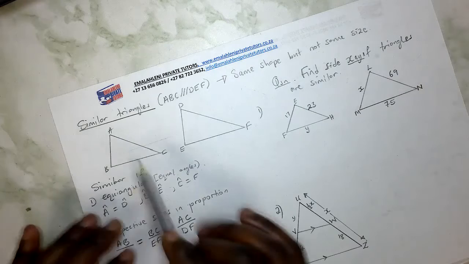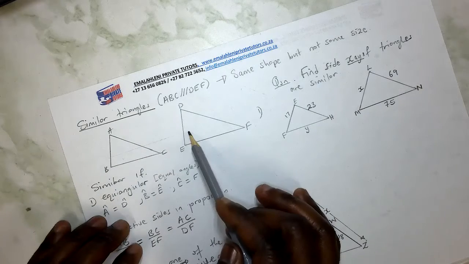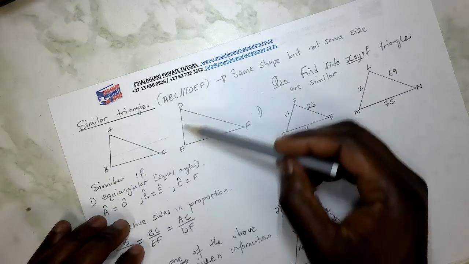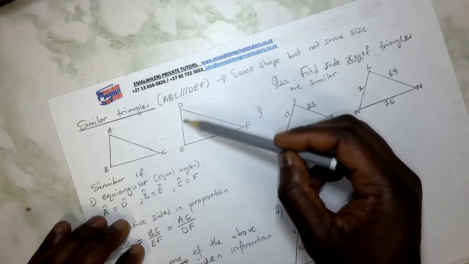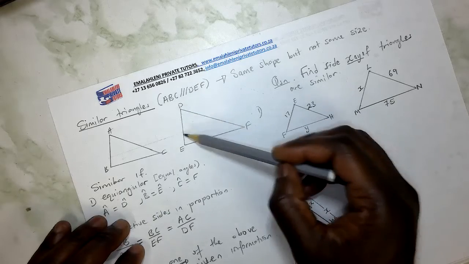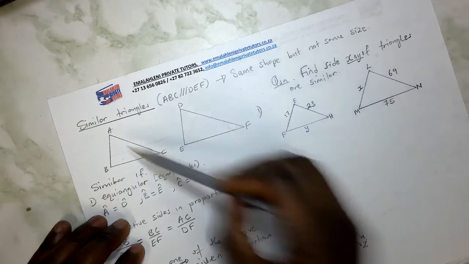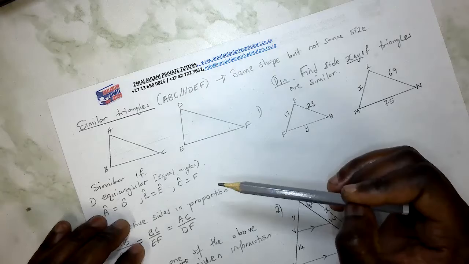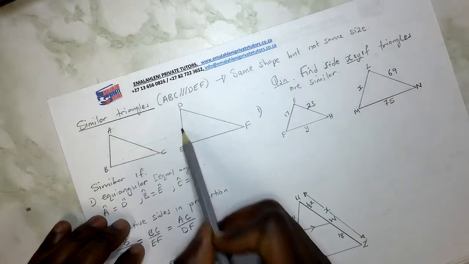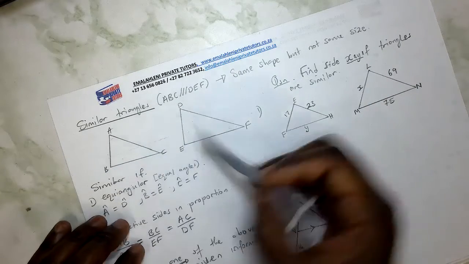So we are saying these two triangles were the same size, but now we enlarge this other triangle. When we enlarge the triangle, the interior angles remain the same. So the size of the angles should remain the same. And another thing, all the sides should be in the same proportion.